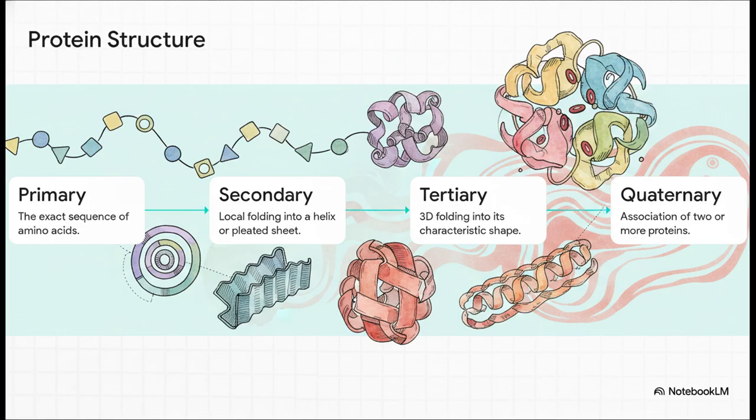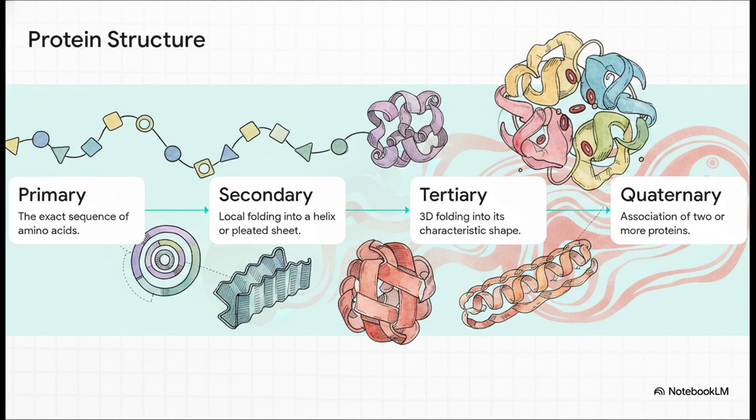Then we get to the tertiary structure. This is where the entire chain folds in on itself into its final, distinct 3D shape, becoming a fully functional, globular or fibrous protein. And sometimes life takes it one step further to a quaternary structure. This happens when 2 or more separate proteins link up together into a massive working complex.